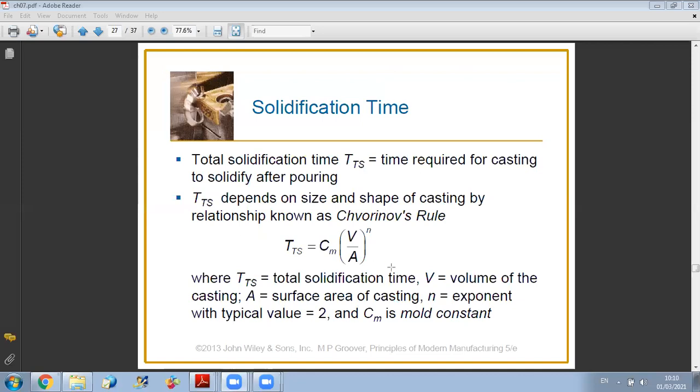So this is an empirical relation between solidification time, mold constant, and volume to area ratio. Now, since it's experimental, in general Cm and n are found experimentally. For n, it's typically equal to 2. And the mold constant will be provided, or we can ask for it if they gave us all required information.